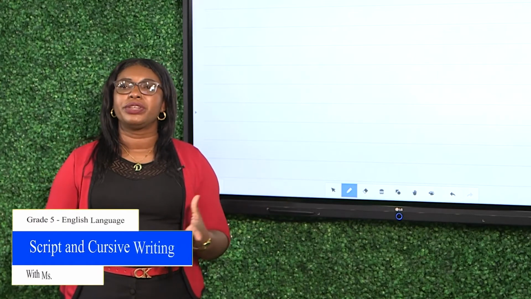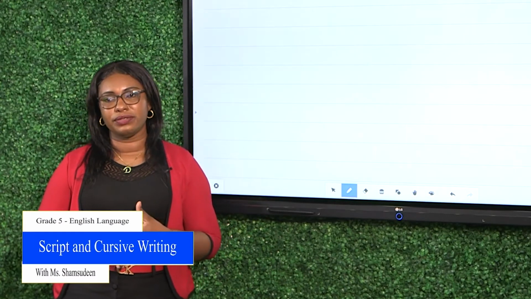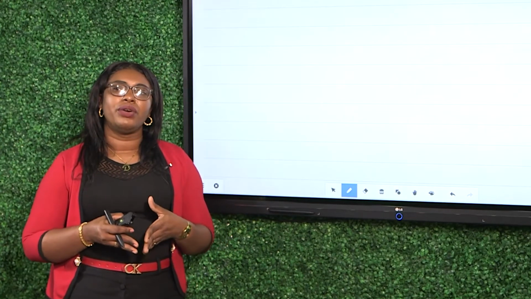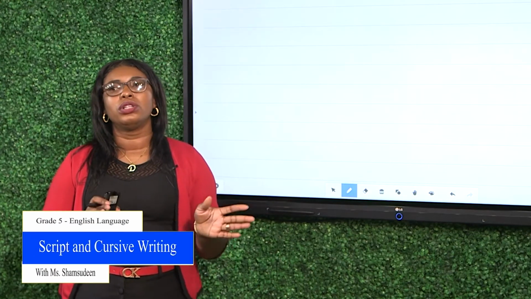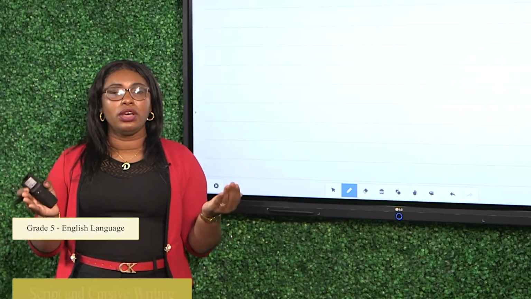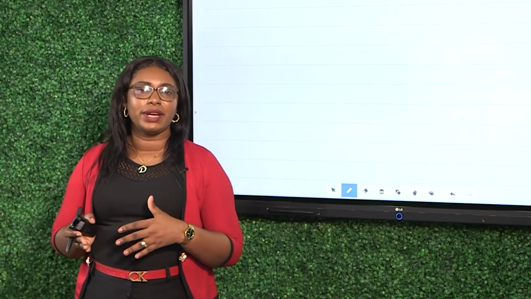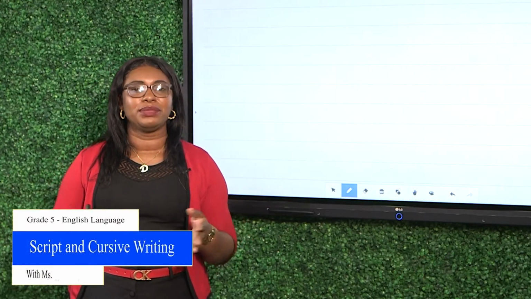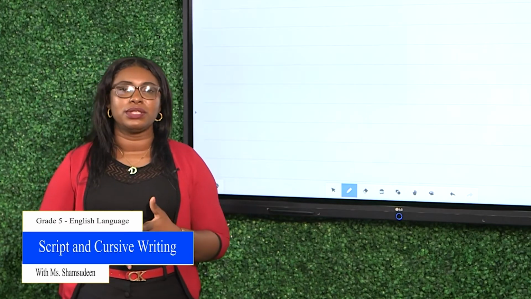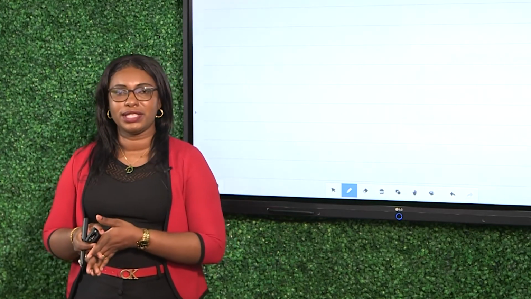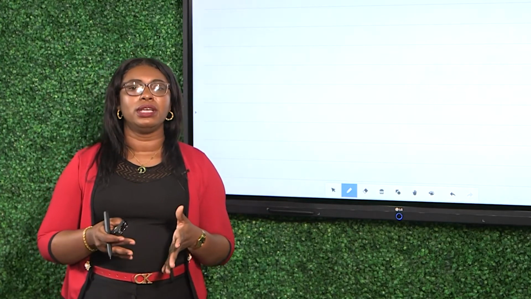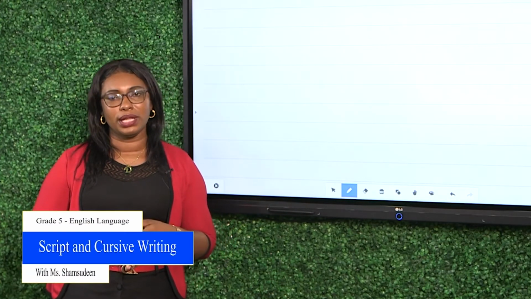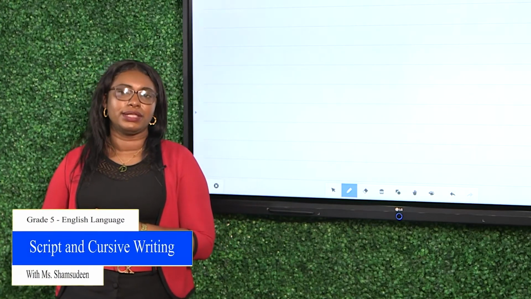Now, what is it with cursive writing? In cursive writing, the letters are written in a joint manner. What do I mean? They're all joined up. So, in other words, we call cursive writing join-up writing. That's a term that we commonly use to describe writing in cursive style. Now, cursive writing can be done in both uppercase as well as lowercase letters.